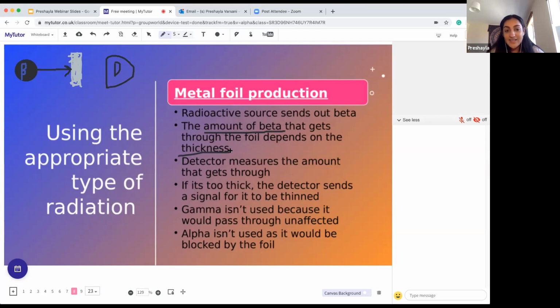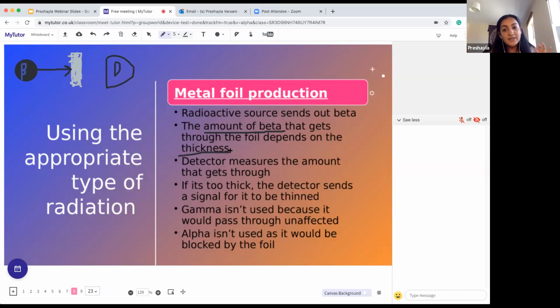Okay, so if not enough beta particles are getting through the foil, it thinks, okay, the foil must be too thick, I'm not getting enough beta particles through. And so it sends a signal for it to be re-rolled.